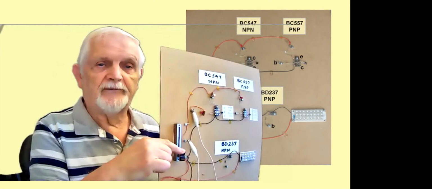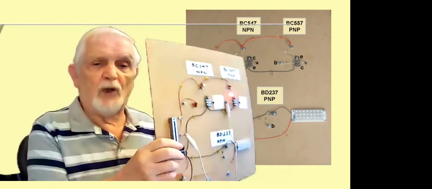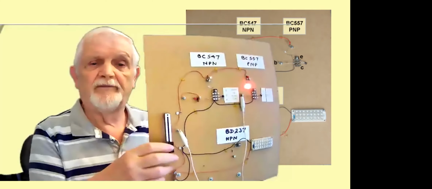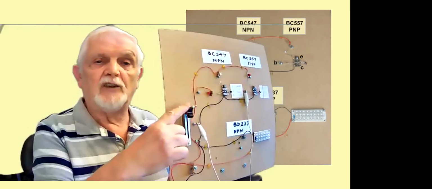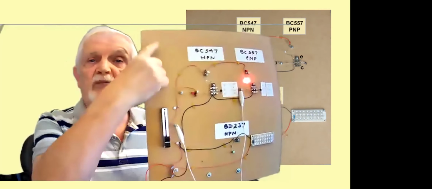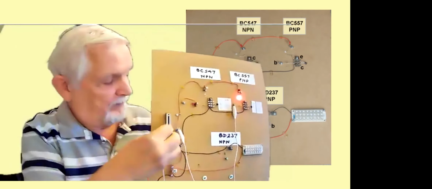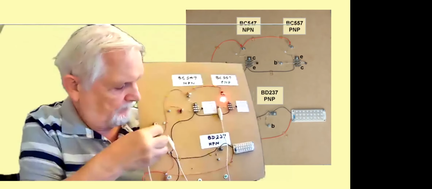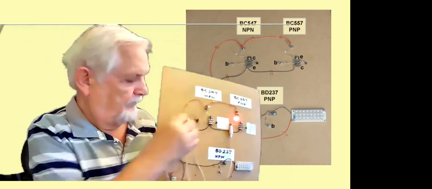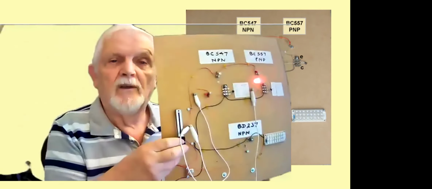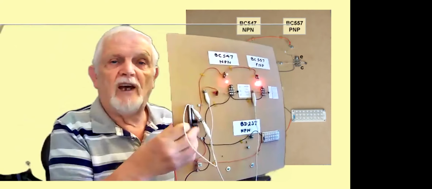If I then move that across to the other one, it's the opposite effect. Now going high switches it off, and going low switches it on. It's a PNP, it says, after all. In fact, if I then switch both of them at the same time, there we go. We can have one high and one low.